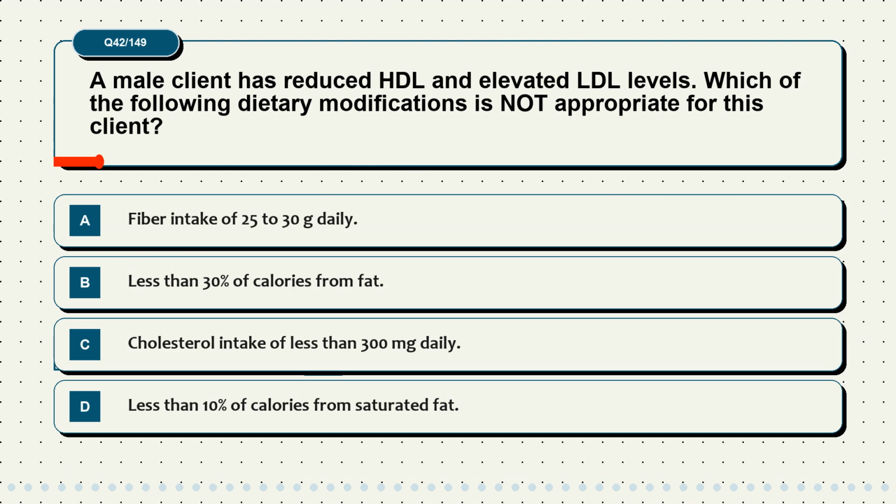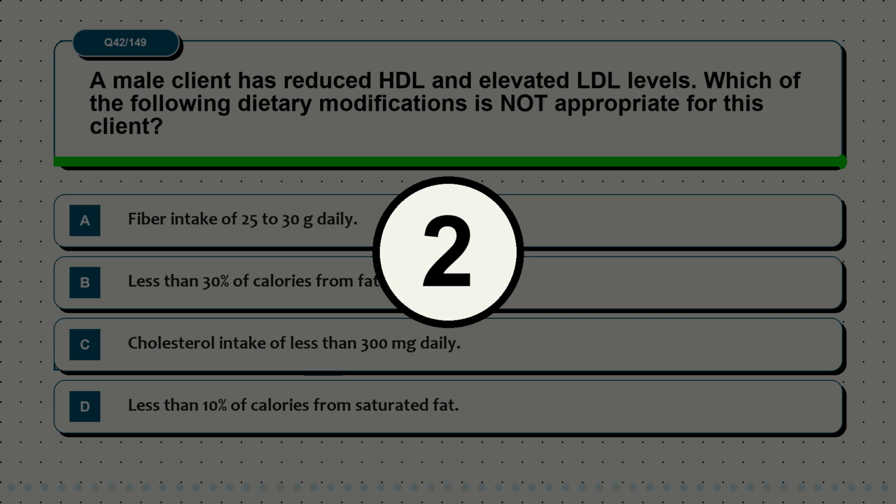A male client has reduced HDL and elevated LDL levels. Which of the following dietary modifications is not appropriate for this client? Here are the options. Option A. Fiber intake of 25 to 30 g daily. Option B. Less than 30% of calories from fat. Option C. Cholesterol intake of less than 300 mg daily. Option D. Less than 10% of calories from saturated fat.